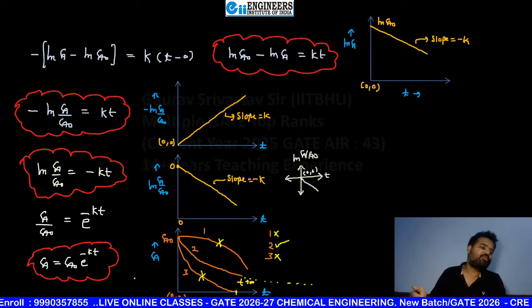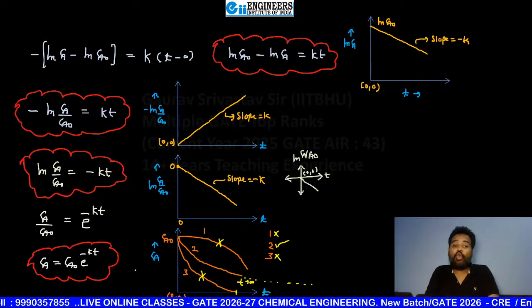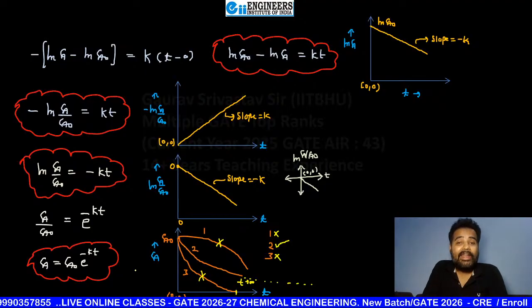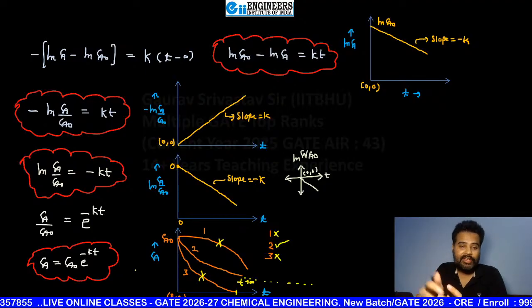Okay, fantastic, super. Sir, what is the value of slope here? Slope is a variable one here, beta. Slope is not constant.